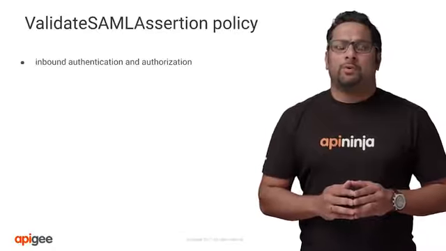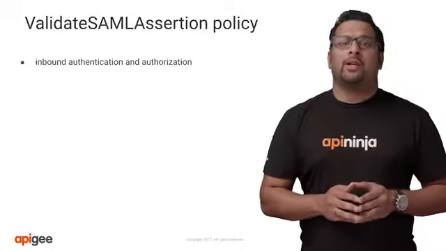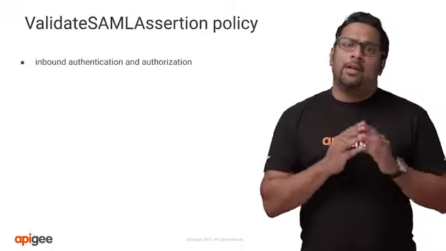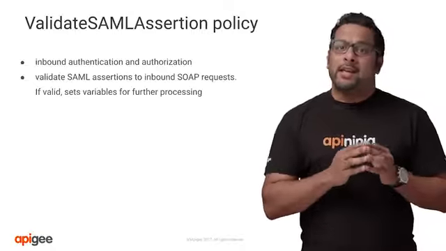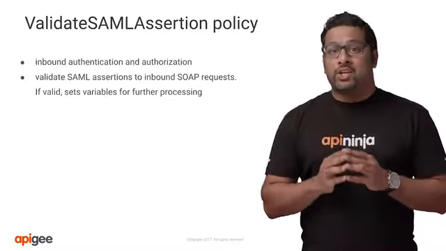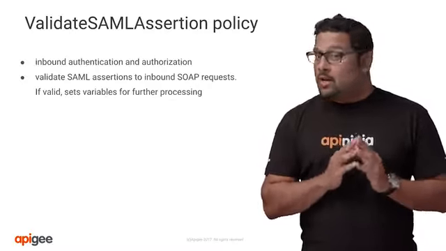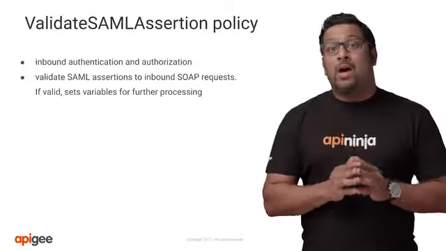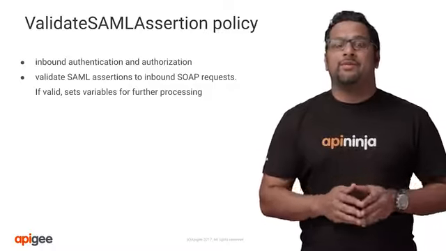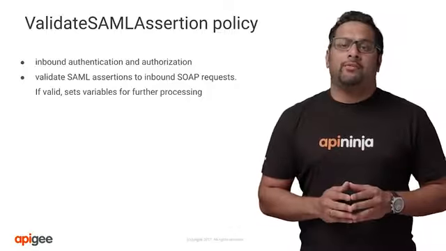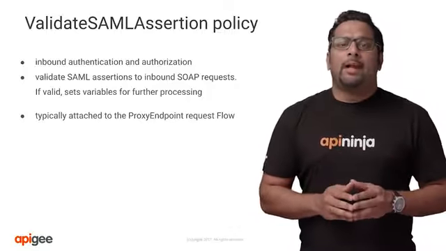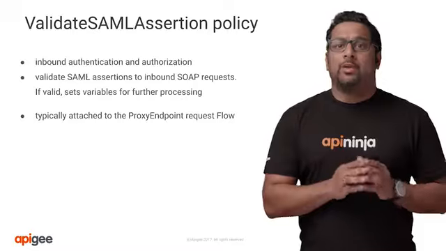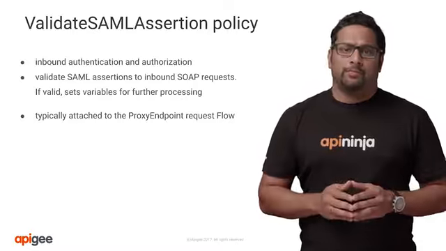Validate SAML assertion policy is used for inbound authentication and authorization. This SAML policy validates incoming messages that contain a digitally signed SAML assertion, rejects them if they are invalid, and sets variables that allow additional policies or the backend services itself to further validate the information. Validate SAML assertion is typically attached to the proxy endpoint request flow.